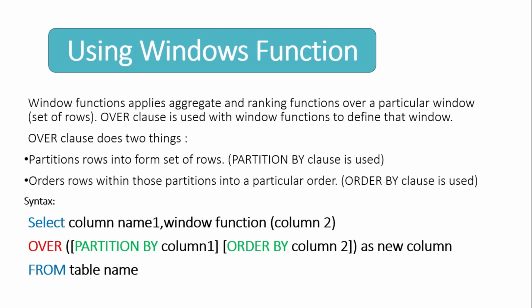The syntax for a window function is: SELECT, we put the column name, then the window function, and then we use OVER. We have to use OVER in this window function. Then we do PARTITION BY the column, and then we order it with ORDER BY, from a table name.